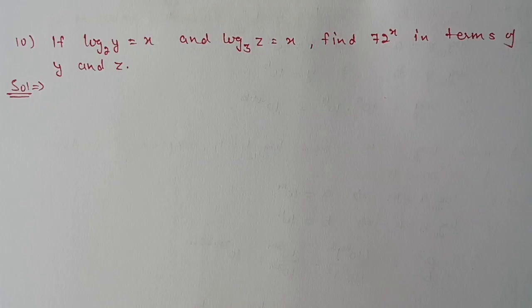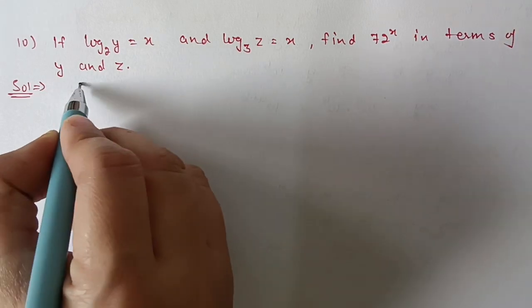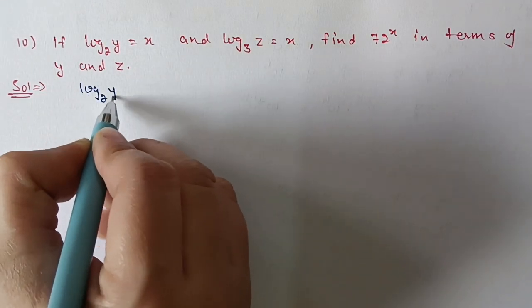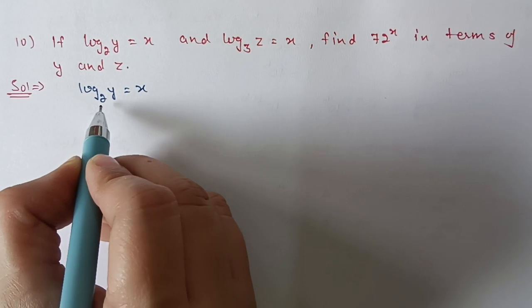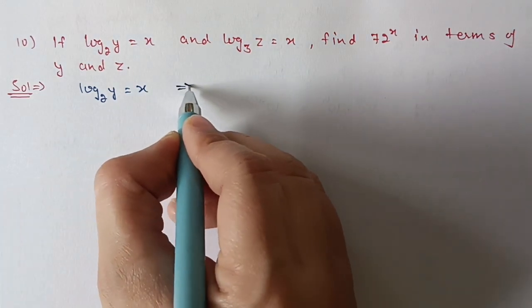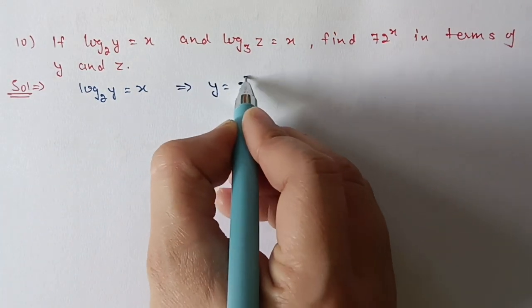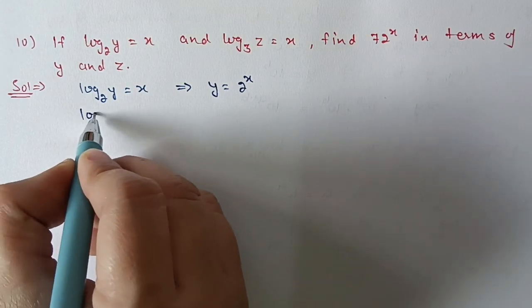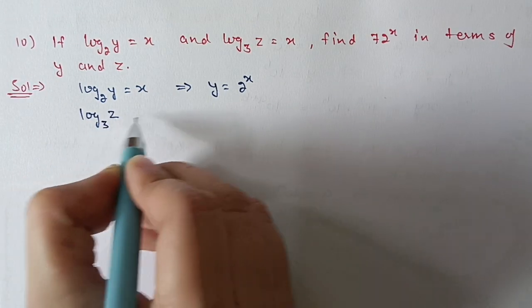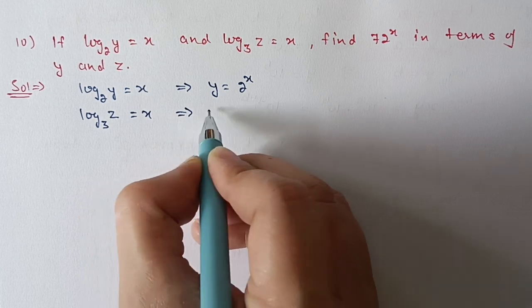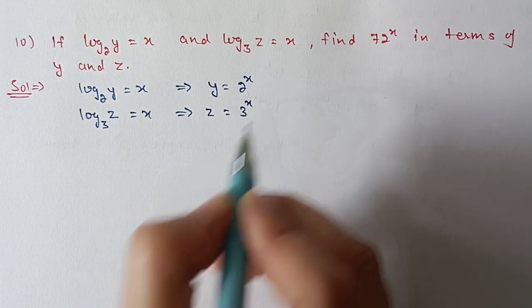Question number 10. If log of y to base 2 is equal to x and log of z to base 3 is equal to x, find the value of 72 power x in terms of y and z. So first these given logs we will change into the exponential form. Log of y to base 2 is equal to x, we can write y is equal to 2 to the power x. Same way log of z to base 3 is equal to x, this we can write z is equal to 3 to the power x.